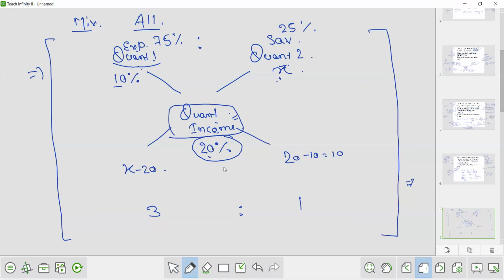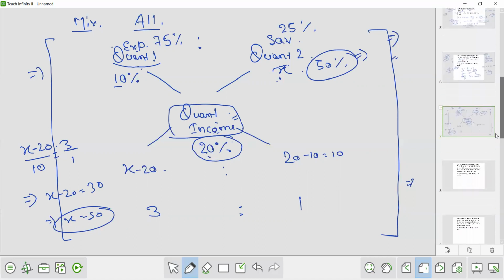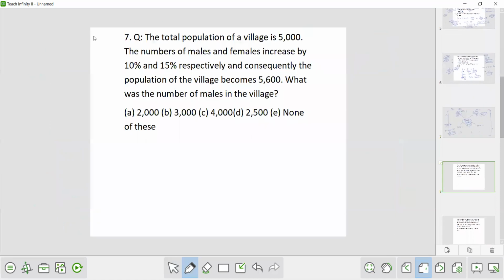Now this ratio will be equivalent to the ratio of expenditure and saving, that is x minus 20 upon 10 is equal to 3 by 1. So from here you will get x minus 20 is equal to 30. So x is equal to 50. So 50% is the answer. But we will learn this separately in the mixture and alligation concept. Okay, thank you. Now the next question.